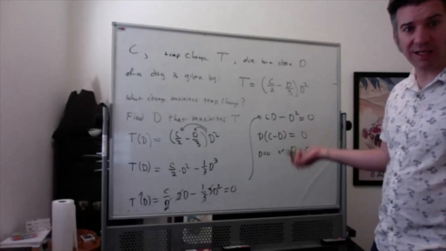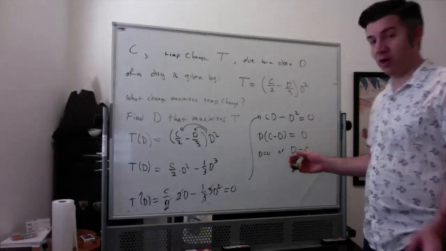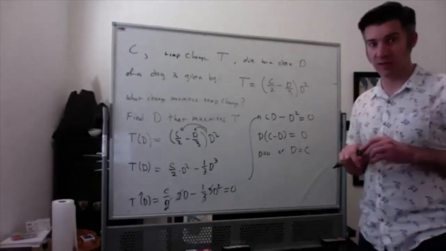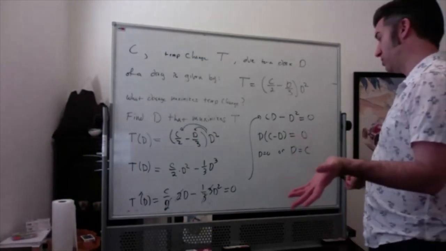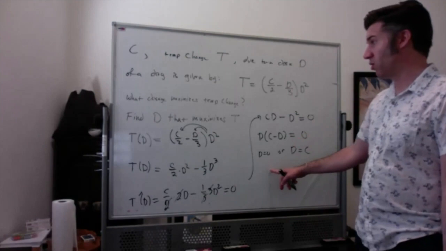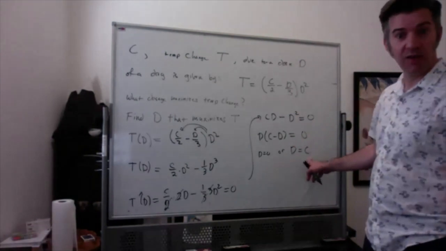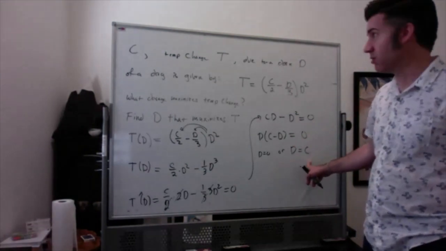Which one maximizes this thing? I really want to stress, this is actually a good question because it doesn't just give you one answer. There are two possible answers here. The dosage could be 0 or the dosage could be C. We have to figure out which of those gives us a maximum.